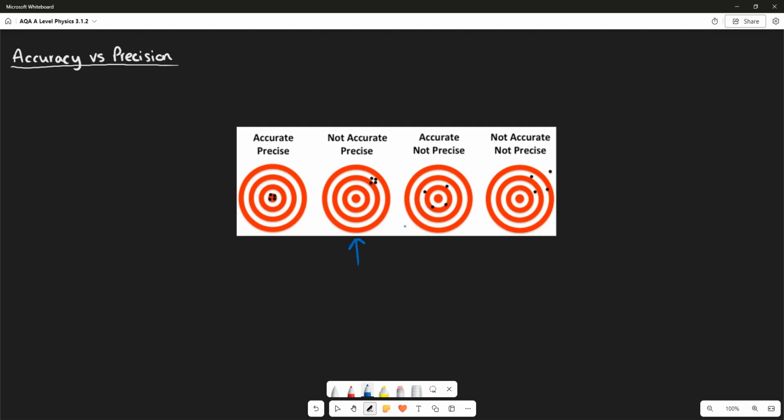In the next example, you can see that we have a tight grouping. So we have data that's very precise, it's very repeatable. We know that we're collecting data, and it's all very, very close to one another. There are no anomalous readings, so there's no data points all the way over here, for example. That would be an anomaly. But there is quite a large distance between our grouping and the true value, so it is not an accurate collection of data.